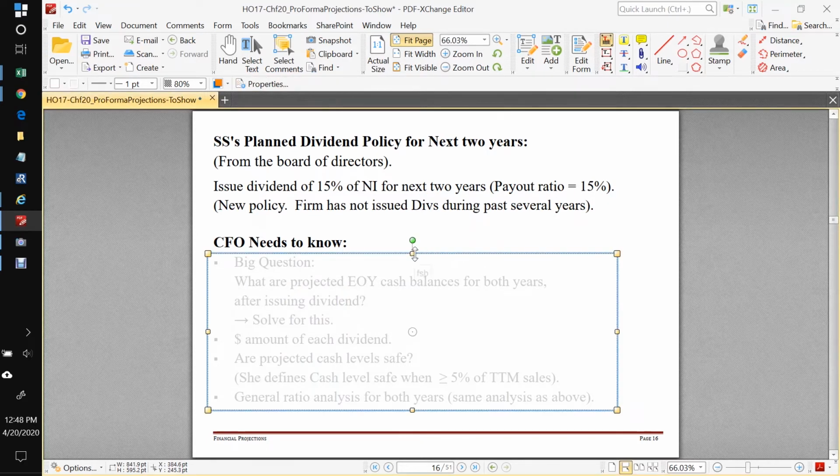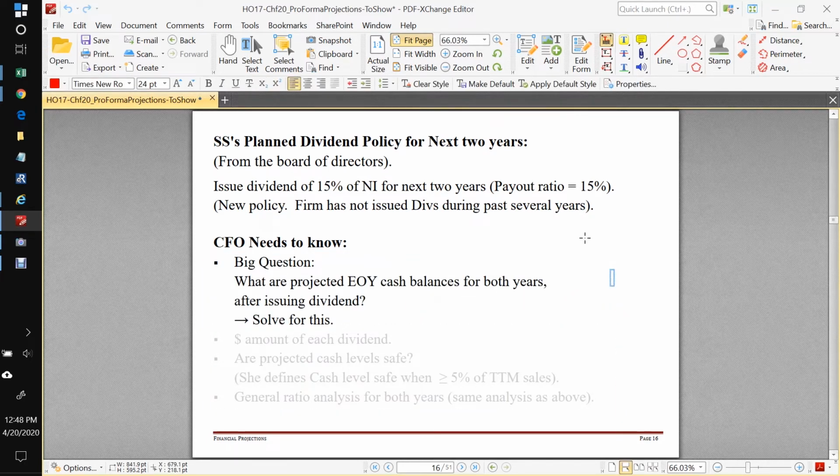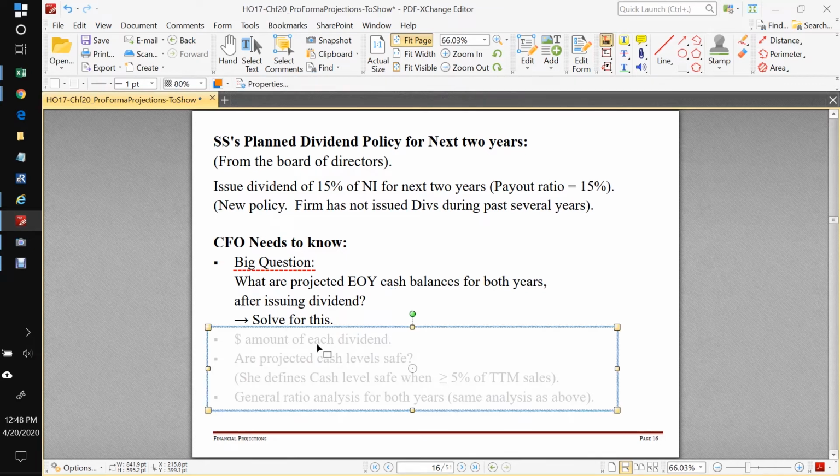So that's all well and good, but the CFO needs to know if this is going to work. So this is really put as a question to the CFO. Can we do this? What are the consequences if we do this? She is concerned, as she should be with any startup, about what this is going to do to their cash position. So her big question is, if we go ahead with this dividend policy, what's going to be the end of year cash balance for the next 2 years? So that's what we're going to solve for in our projections.